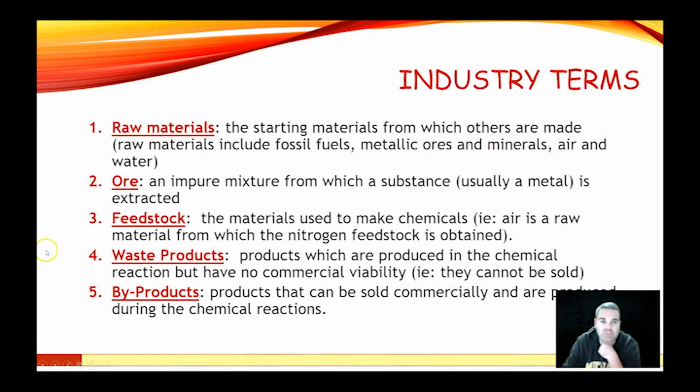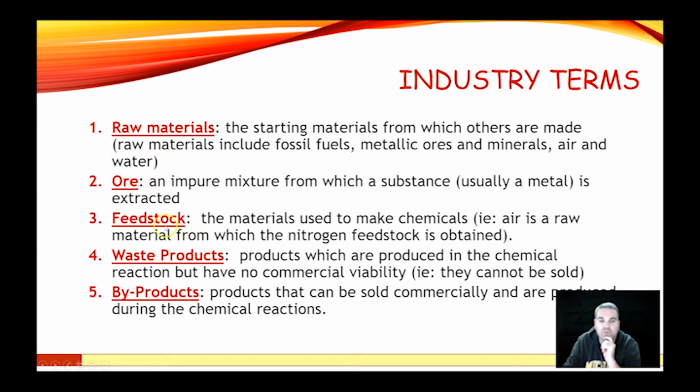These are just some definitions. So we went through raw materials, so starting materials that others can be made from. The ore is an impure mixture, usually with a metal, that we extracted. Some examples are zinc blende, hematite, magnetite. There are different types of ores which we get a metal from.